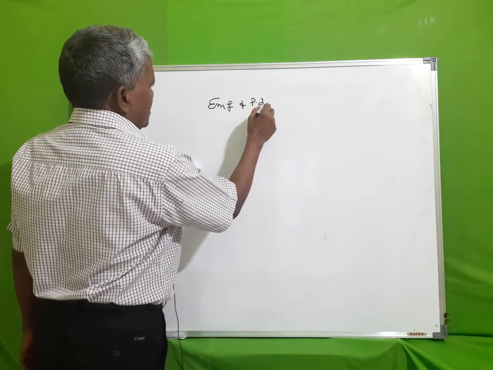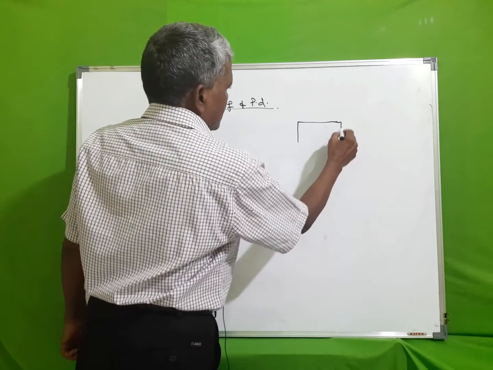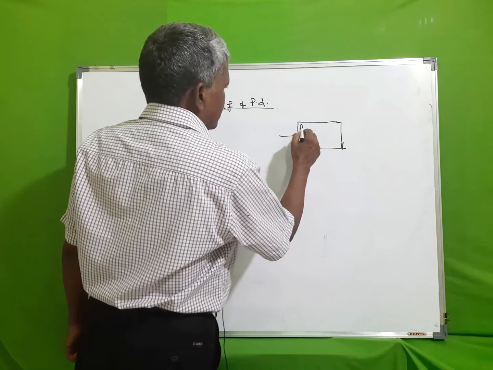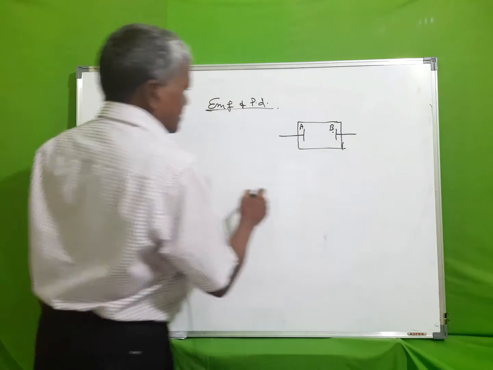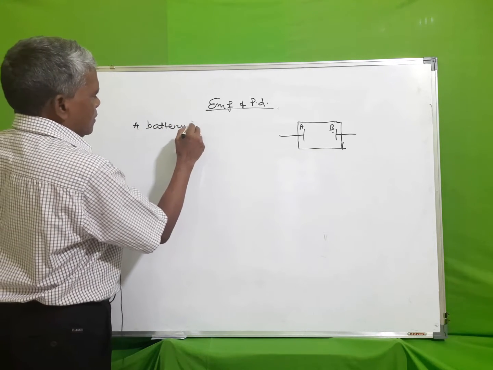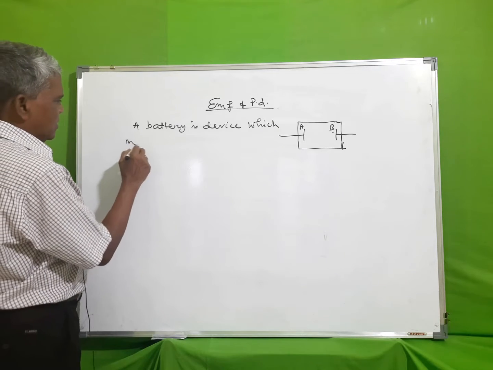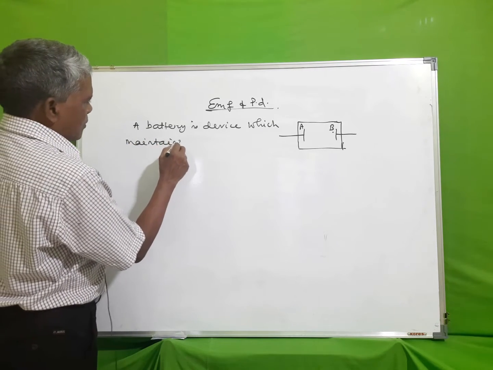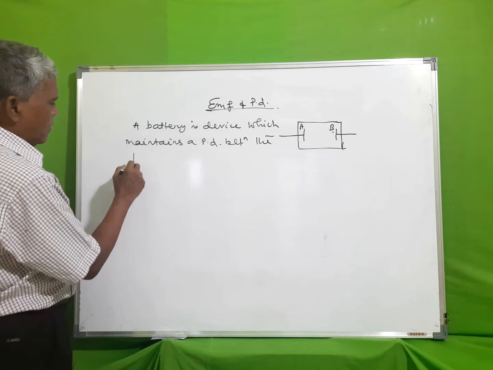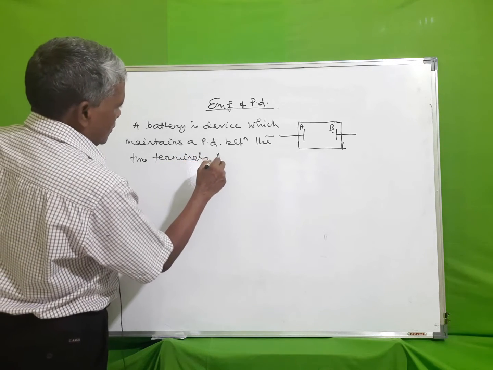EMF and potential difference. A battery is a device which maintains a potential difference across the two terminals, A and B.